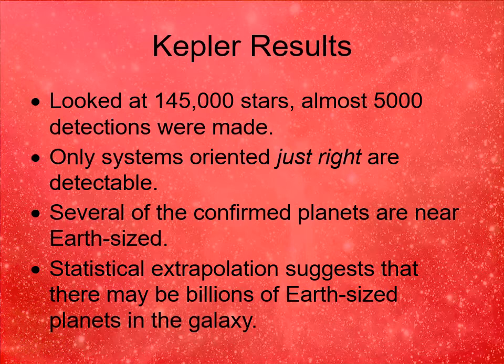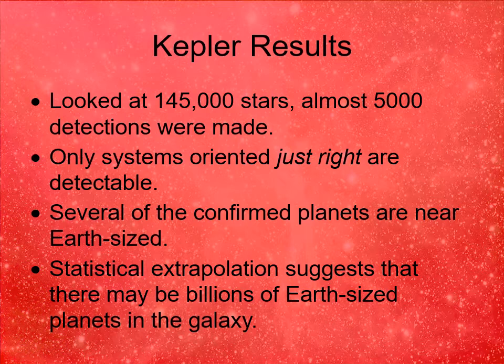Now, let me point out, conditions had to be exactly right. In other words, that means the plane of those planets' orbits has to be lined up exactly with the solar system. That's statistically very unlikely. So if we can find, again, only about half of those are real or confirmed detections.